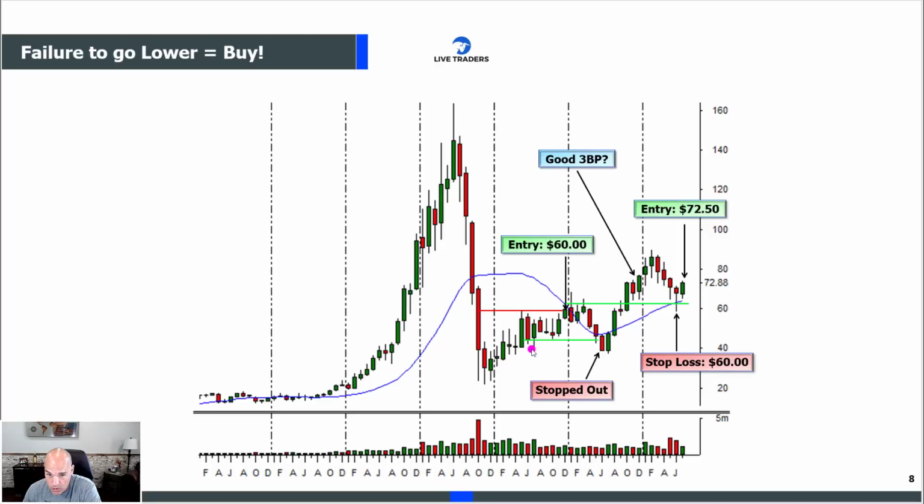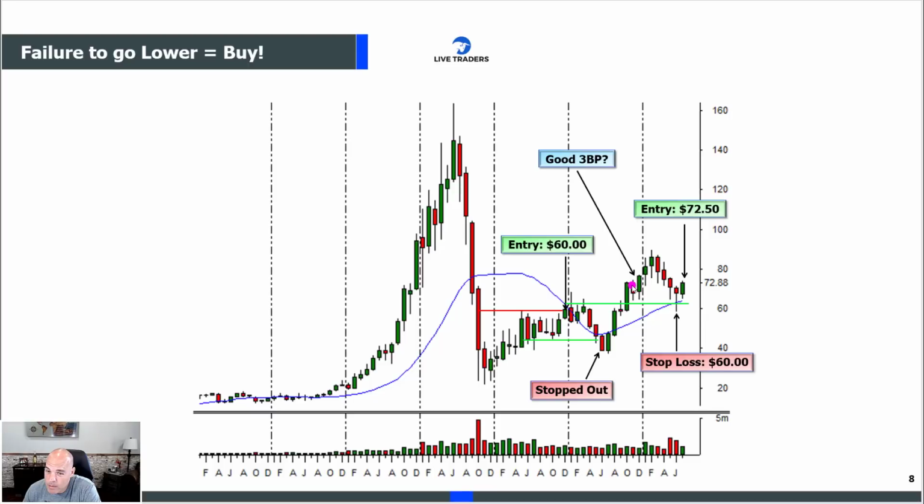It moves slightly higher. You can see the topping tail right there. Chops around for a little, moves back up, and then completely rolls over. Many of you would just be like, "Eh, I'm done with this thing. I don't have the time for this." Well, what happens is the stock continues to come all the way back up, all right? And what do you get? You get a 3-bar play and a buy setup.